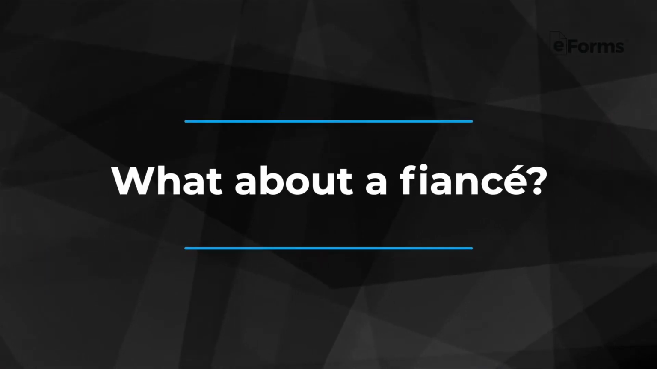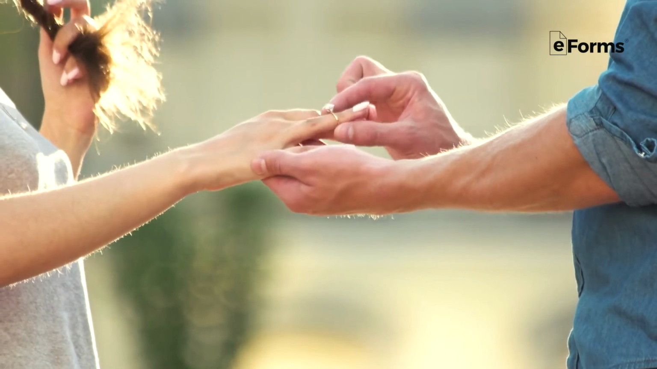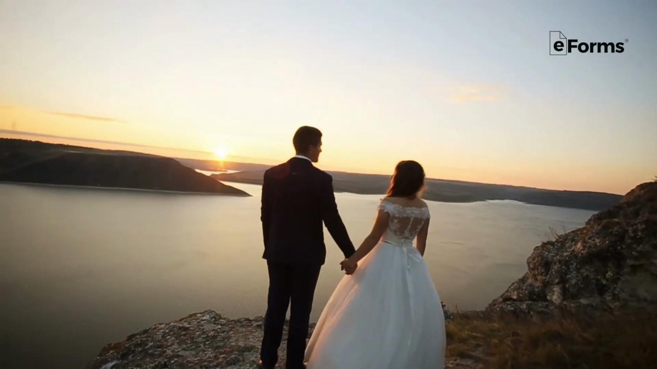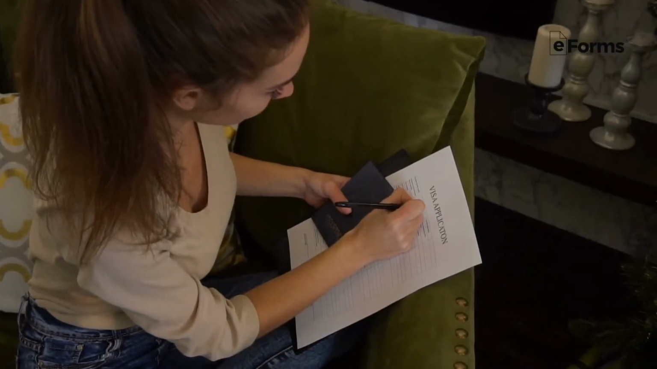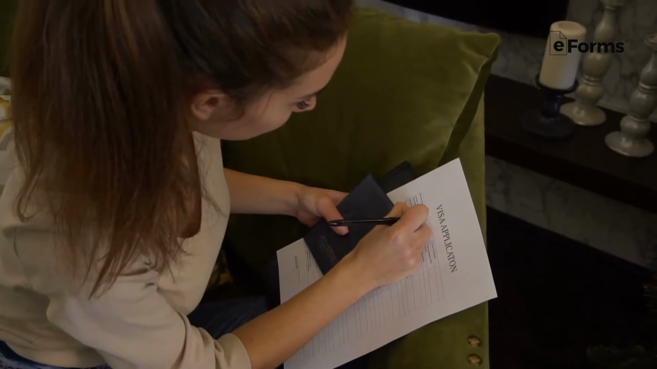What about a fiancé? There's no special category for fiancés. Instead, there are two possibilities. The first is that the petitioner and the beneficiary could get married, then begin the application process. Hooray for a wedding! If the fiancé is out of the country, the other option is to file a separate application that allows the spouse-to-be to come to the United States for the purpose of getting married.